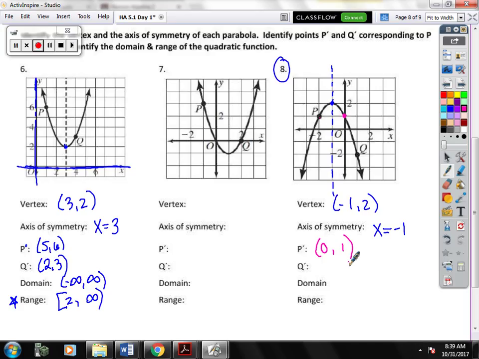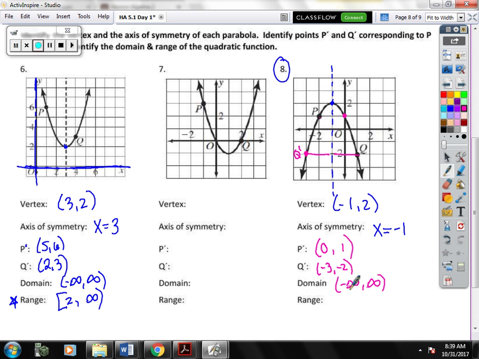And then, what would Q prime be? Jane? Negative 3, negative 2, very good. So I probably would draw that in so that you can see that's 2 spaces away, 2 spaces away. All right, domain again, all real numbers every time, negative infinity to positive infinity for these functions.